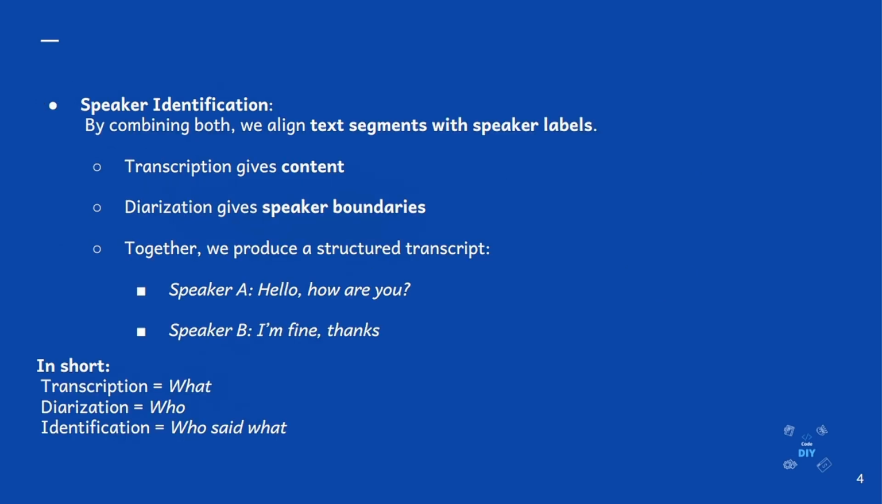By combining the text segments from transcription and the speaker labels from diarization, we're able to get who said what. The transcription is going to give us the content of the conversation, and diarization is going to give us the boundaries of the speakers and the labels of the speakers. So we're able to get who said what by combining these two.